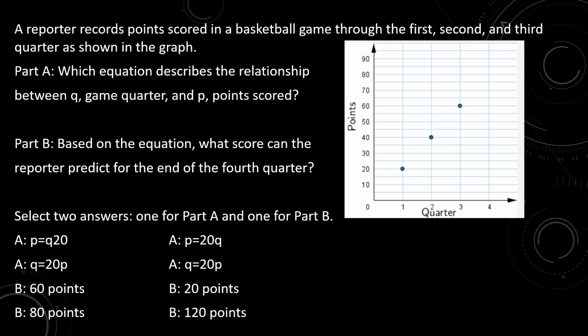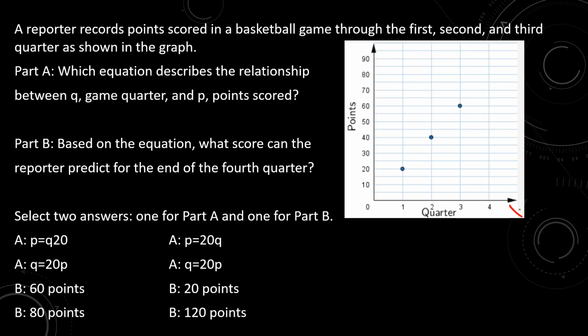Next question. A reporter records points scored in a basketball game through the first, second, and third quarter as shown in the graph. Part A is asking which equation describes the relationship between Q, quarters, and P, points scored. Again, remember, we're looking for our variable to be attached to our unit rate. And then B wants to know what score the reporter predicted at the end of the fourth quarter.